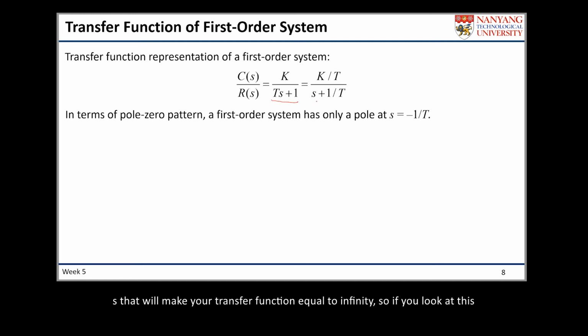So if you look at this form, if I substitute negative 1 over t to my S here, the denominator will become 0. So my C over R will become infinite. So in this case, then negative 1 over t is the pole of this transfer function, right? So if you have this first order system, the pole of your system is minus 1 over t.